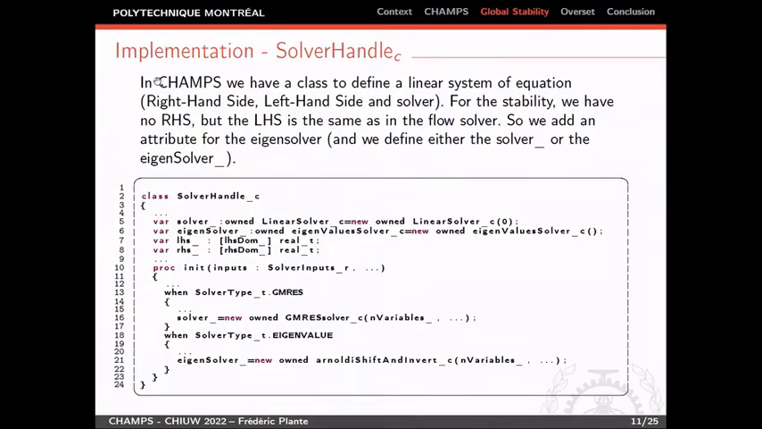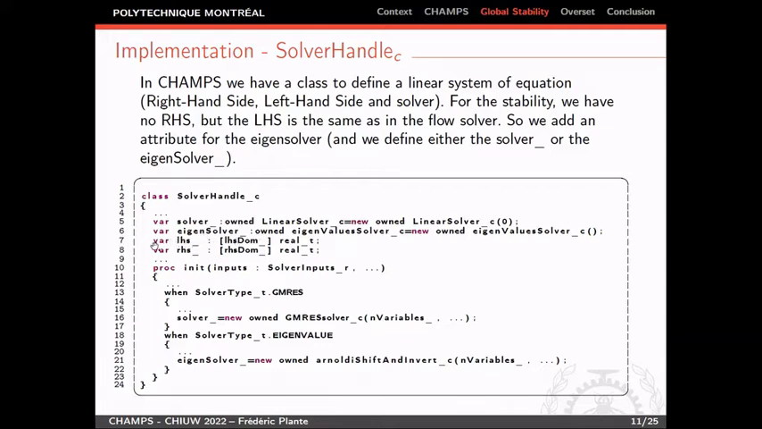So for example, the main part of the eigenvalue solver was added to the SolverHandle class of CHIUW. This is a class that is used to store the right-hand side, RHS here, and the left-hand side, LHS. These are the matrix and the vector of our linear system of equations. We previously had a solver attribute inside, which was used to select the linear solver applied to this matrix and vector.